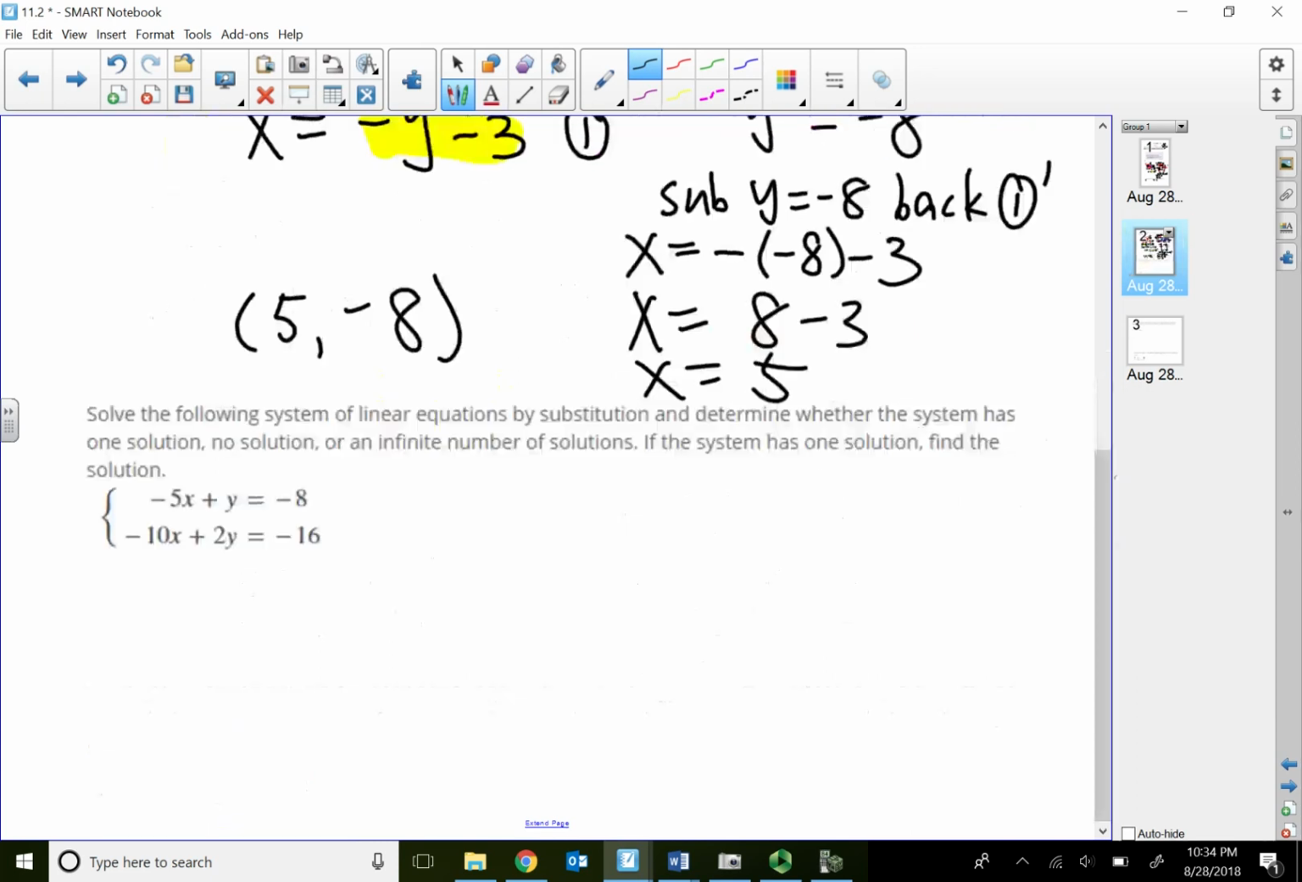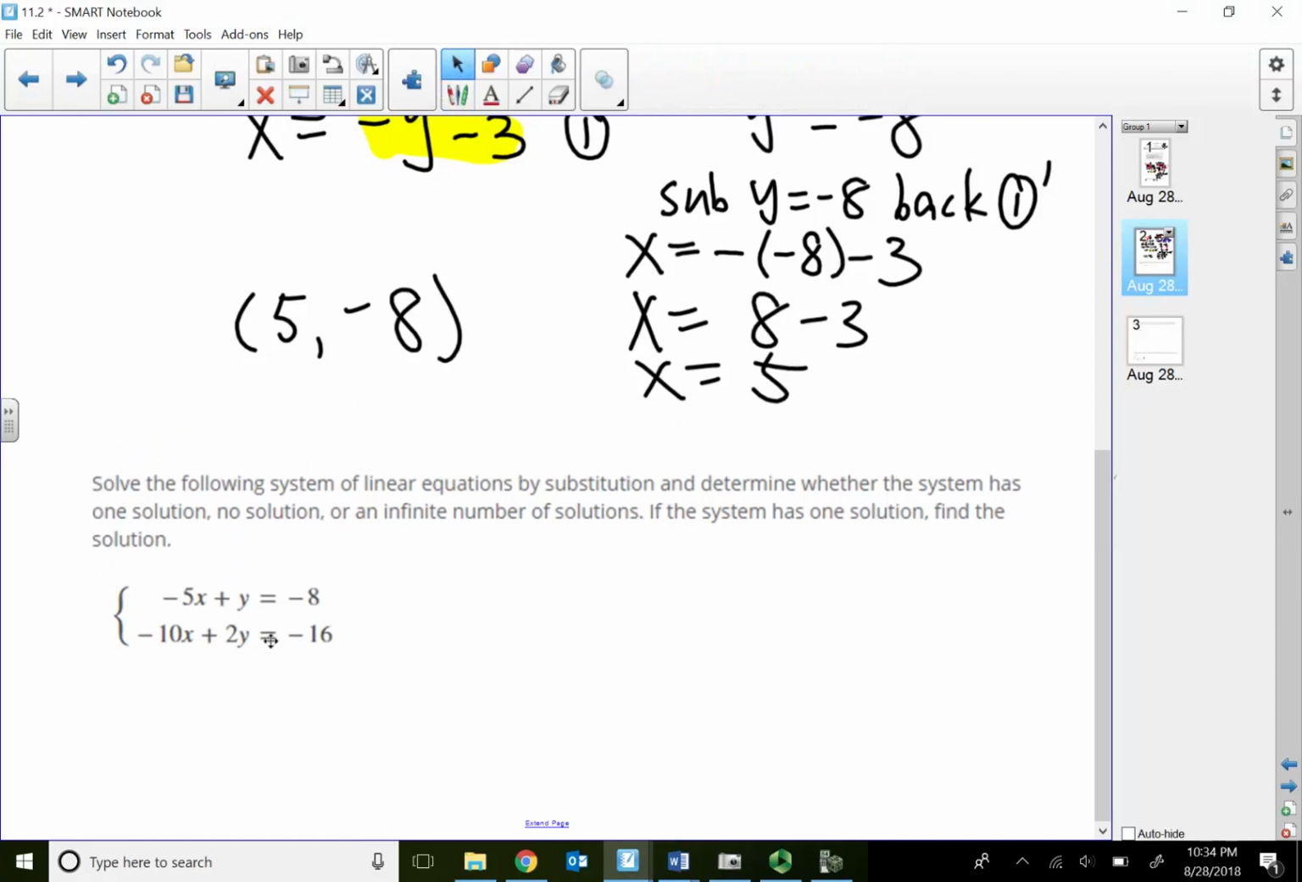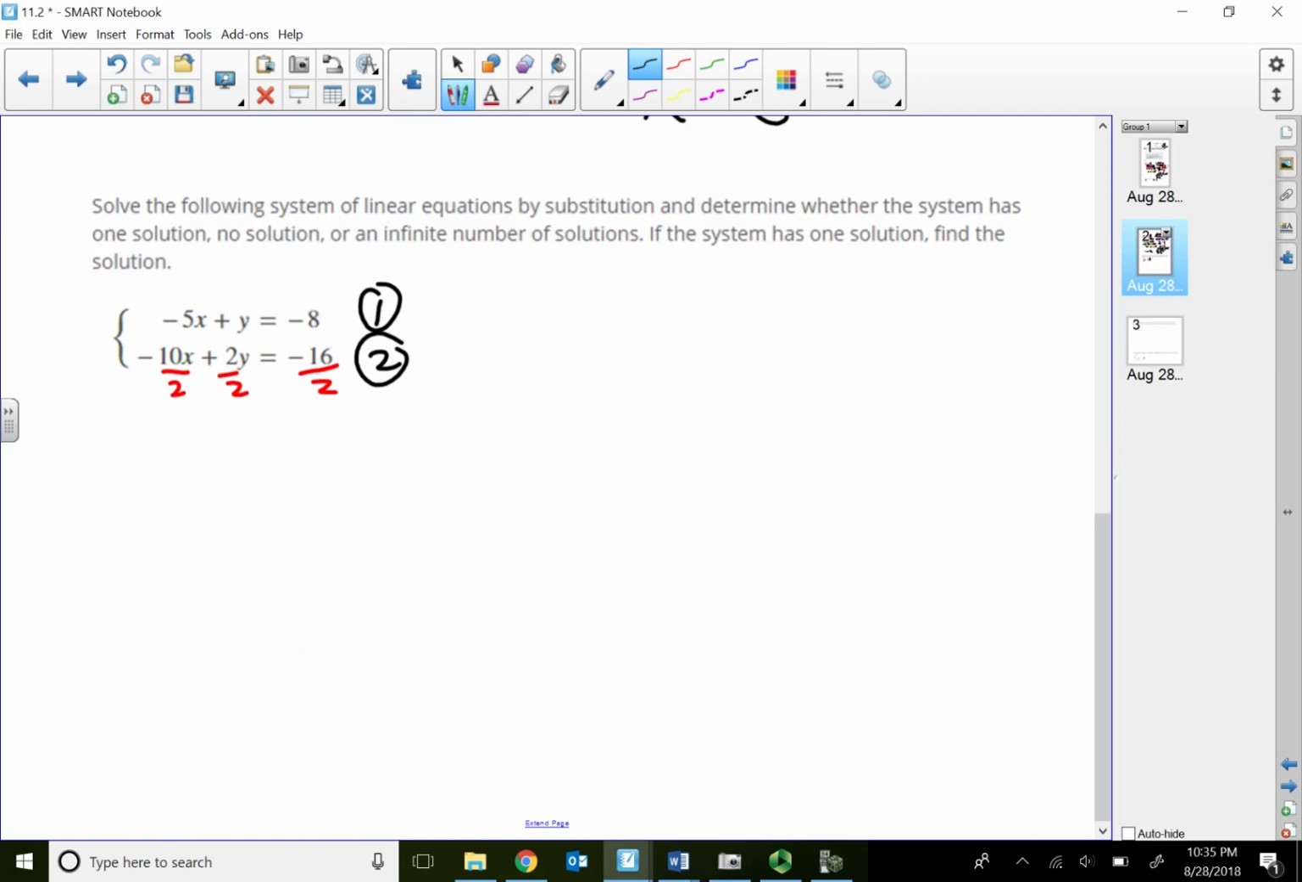So let's try to do the similar steps for this one. Okay, now my first equation, coefficients are 5, 1, constant term is negative 8. So they're not divisible by any number, so they stay the same. Now my second equation, 10 to 16, I can divide every term by 2. So let me write this down, okay? First equation, negative 5x plus y equal to negative 8.